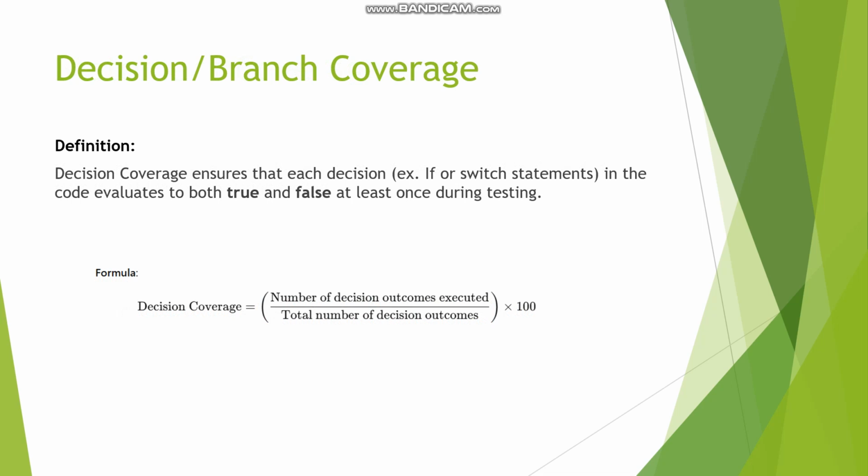Now, decision or branch coverage. Decision coverage ensures that each decision, that is if or switch statements in the code, evaluates to both true and false at least once during testing. The formula is decision coverage is equal to number of decision outcomes executed divided by total number of decision outcomes into 100. This is decision or branch coverage.